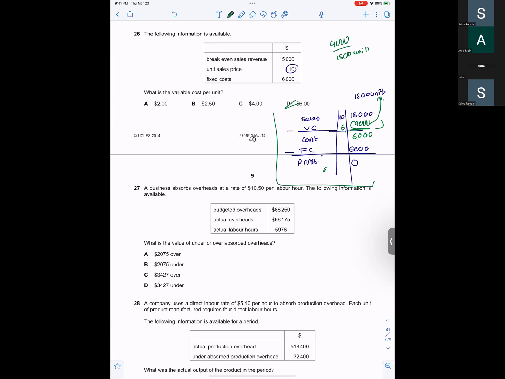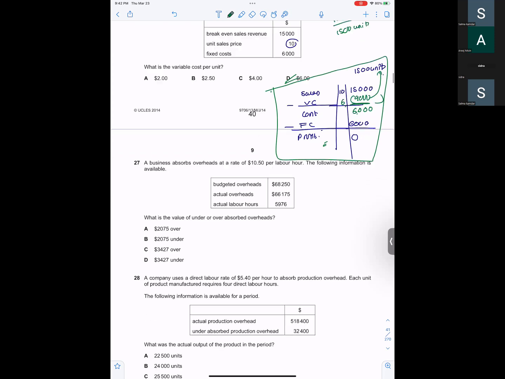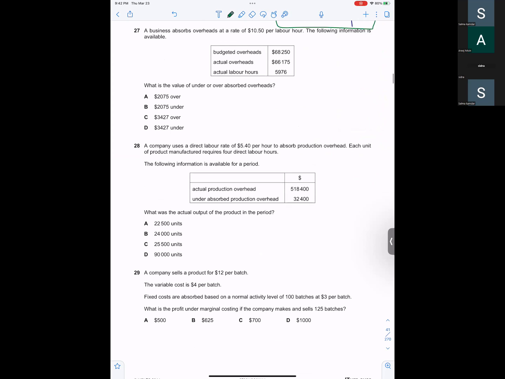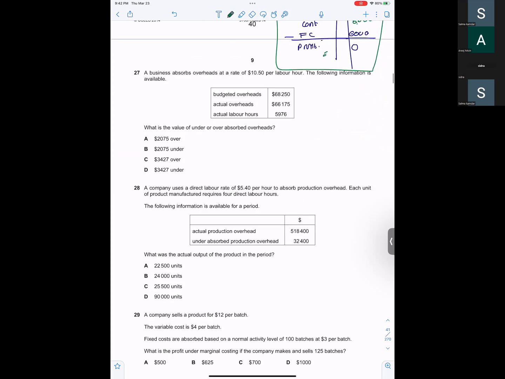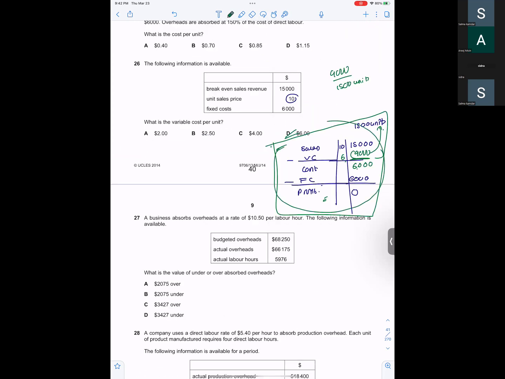Do you know how I did this, right? You all know how I did this, right? Yes, miss. Whenever sums of marginal costing come, you just do like this, you will get everything.